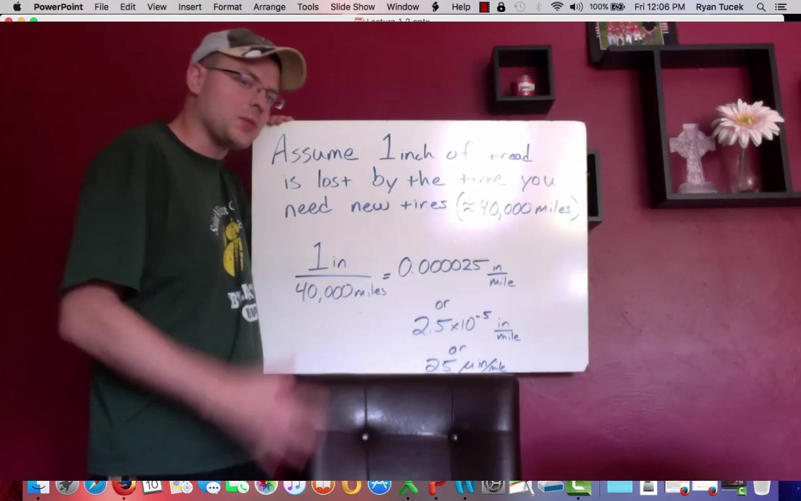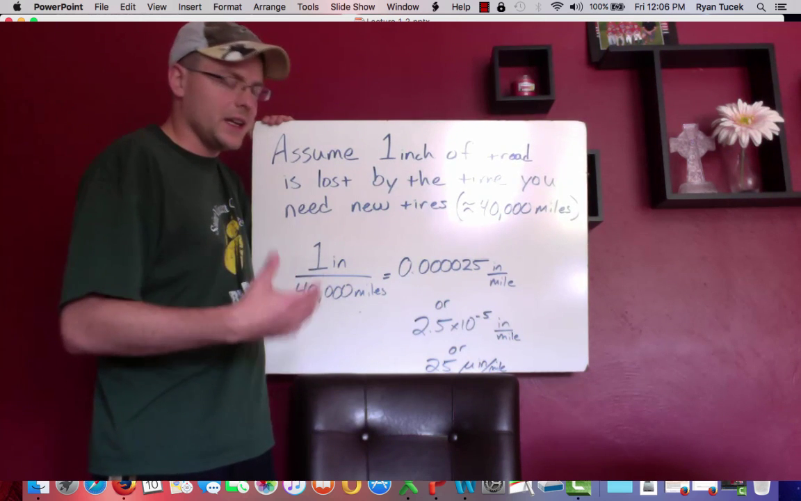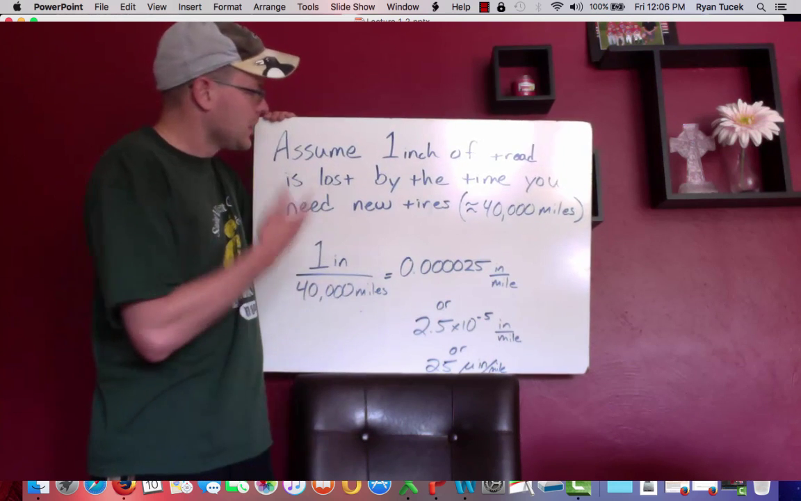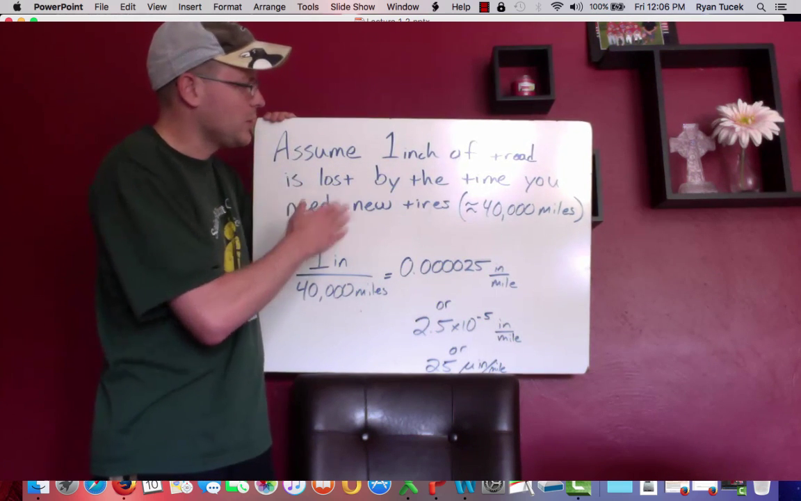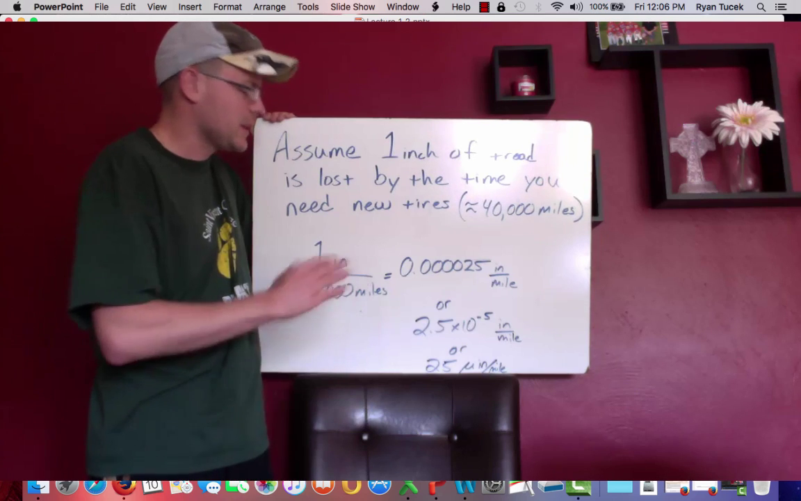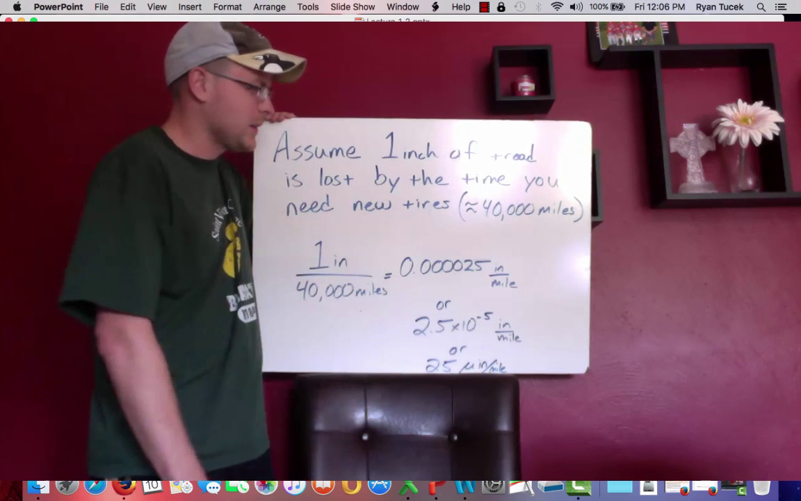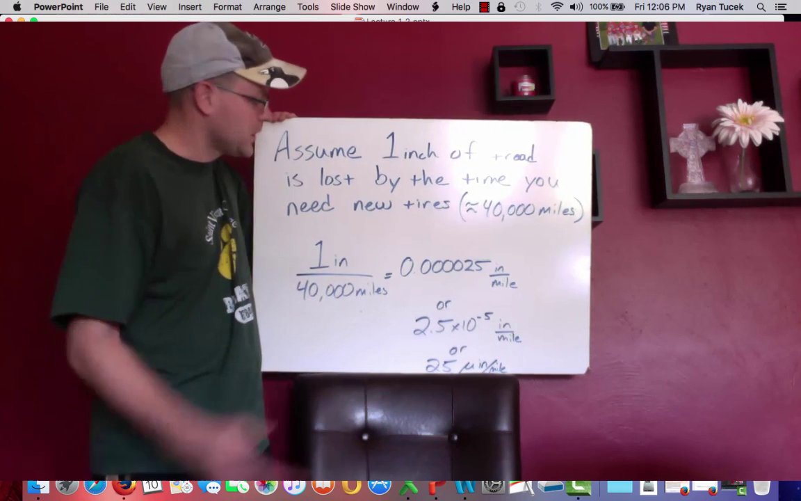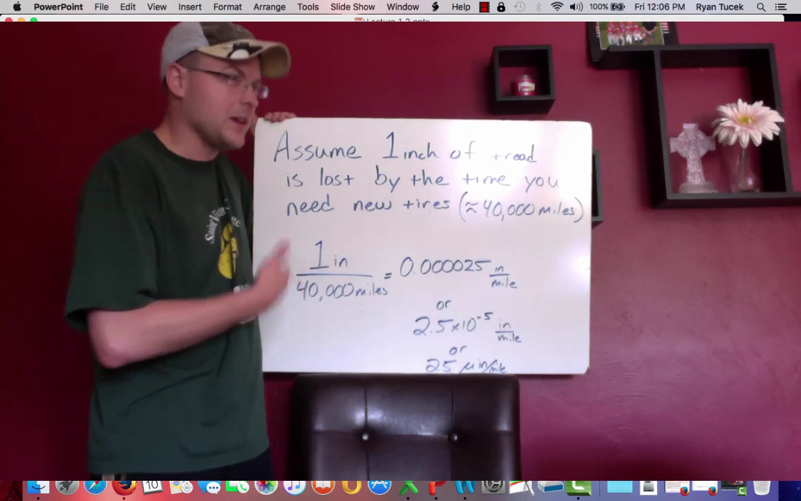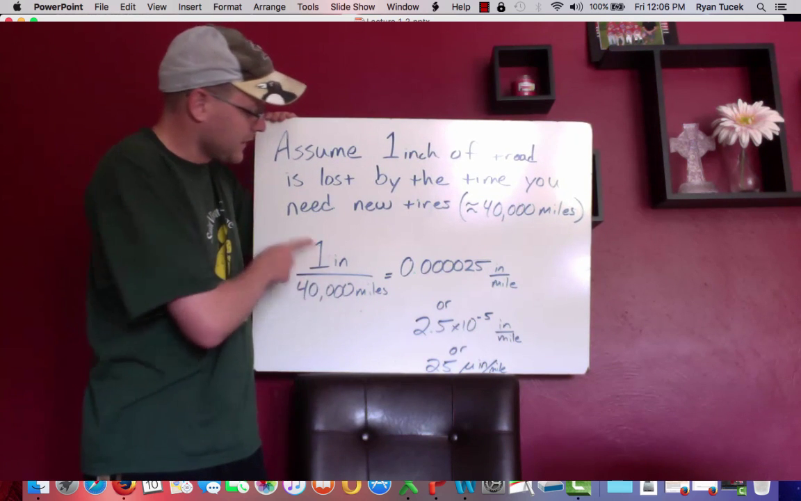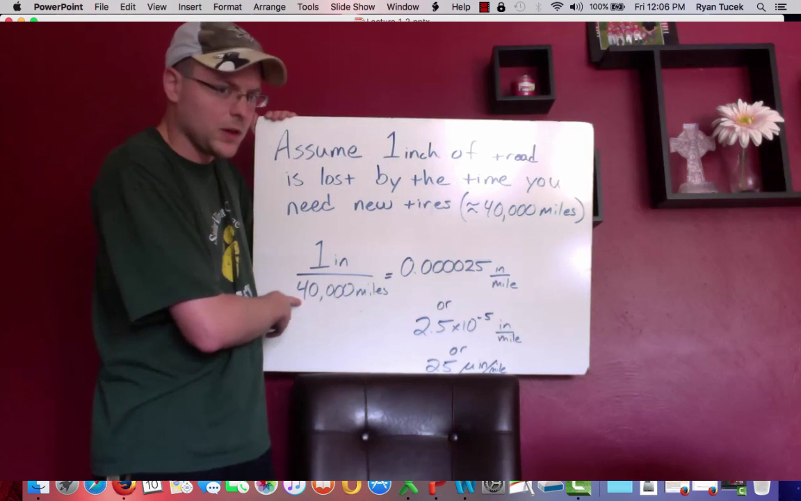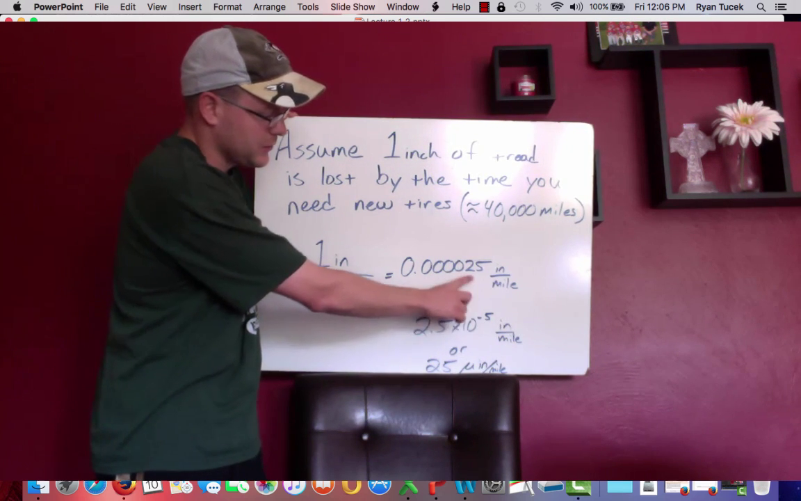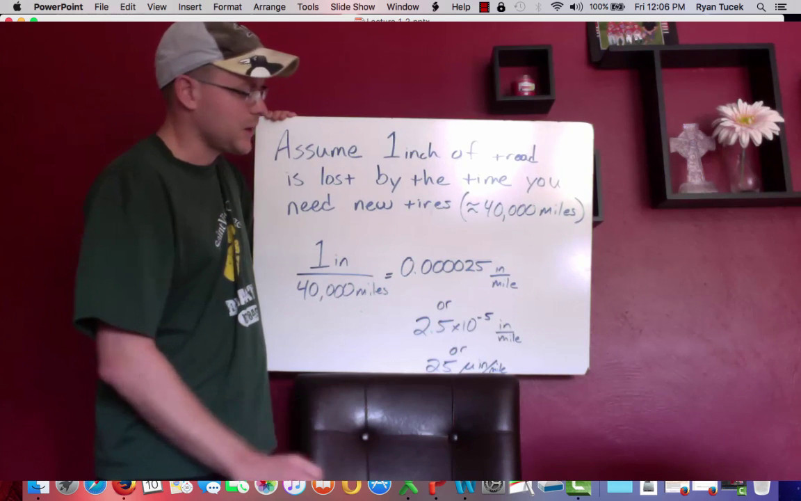I'm more interested in the process of how you solve it and how you can get your powers of 10 to help you out here. So in here, I'm assuming that 1 full inch of tread will disappear off your tires by the time you need new ones, about 40,000 miles. That is really annoying to me. Buying tires is one of my biggest pet peeves, so here's what I can think about every time I drive my car. I can think that 1 inch will be gone after 40,000 miles of driving. That gives me 0.0000025 inches of tread lost for every mile.